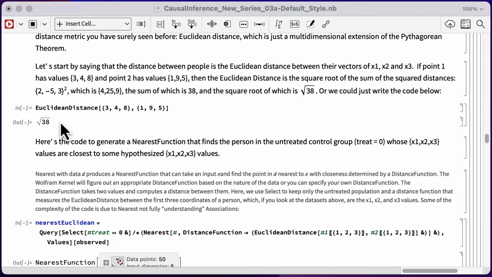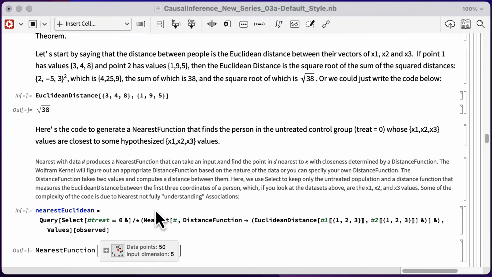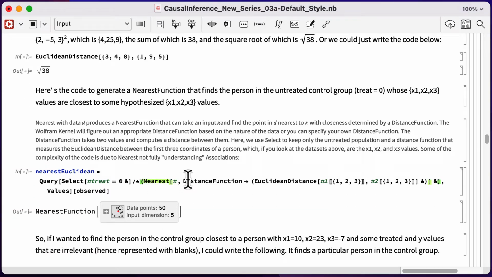So now I'm going to generate one of those nearest functions that finds the person in the control group that is nearest to some x1, x2, x3 value. You see here I'm selecting people in the control group, and now I'm creating a nearest function that, for any value of x1, x2 and x3, will find the nearest partner in the control group. All right, so we can evaluate that code.